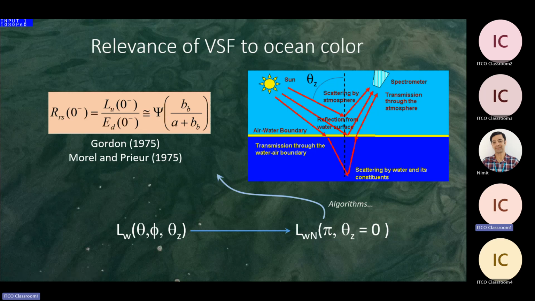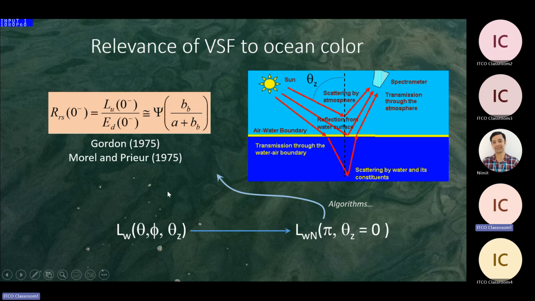And this might be my last slide, just to go over the relevance of VSF to ocean color. You guys haven't really been introduced, though maybe you already have some background, to the relationships between the inherent optical properties and remote sensing reflectance. I know Zhongping is going to get into that later with inversion models, but this is really the essence of those inversion models: remote sensing reflectance is the upwelling radiance normalized to the downwelling irradiance from the sun, and that's approximately proportional to bb over a plus bb.